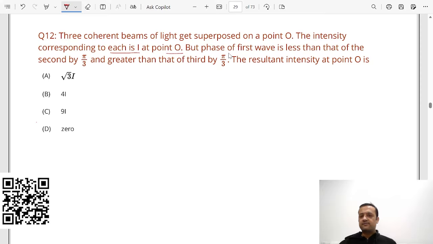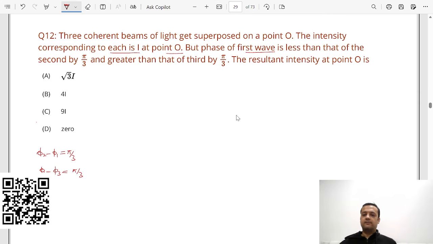All right. The phase of the first wave is less than that of the second by pi by 3. That means phi 2 minus phi 1 is pi by 3. And it is greater than that of the third by pi by 3. That means phi 1 minus phi 3 is also pi by 3. We have to find the resultant intensity at point O.